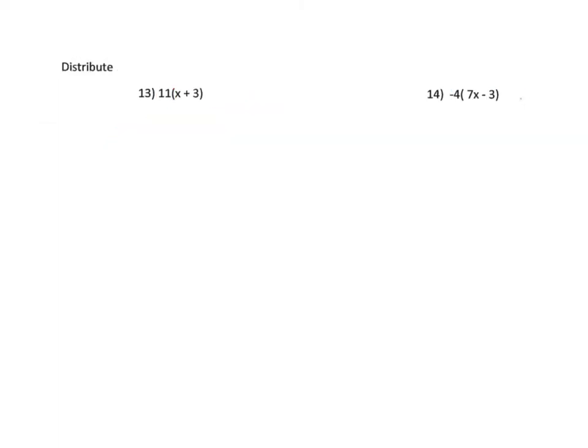11 and 12. Now we're going to distribute. So 11 times x is 11x. 11 times positive 3 is 33. Negative 4 times 7x is going to be negative 28x. Negative 4 times negative 3 is positive 12.